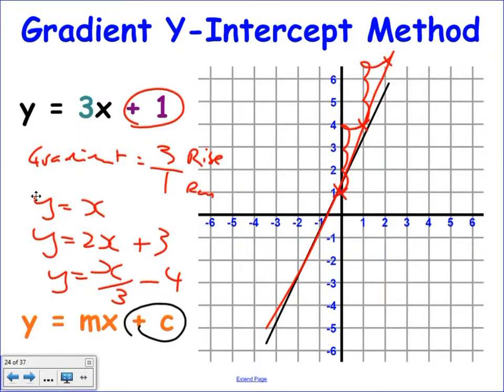Plus c, as we've discussed already, that's where it cuts your y-axis. Okay? So whenever you get an equation for a straight line, it's telling you a gradient and where it cuts its y-axis. If it's not adding or subtracting anything, it goes through the origin. So if it's not plus or minus 3 or 5 or 2 or whatever, if it's just y equals x, you know it goes through the origin. Okay? Because it's plus 0, it's going through 0 on your y-axis.